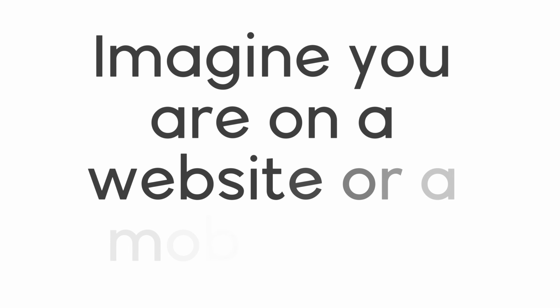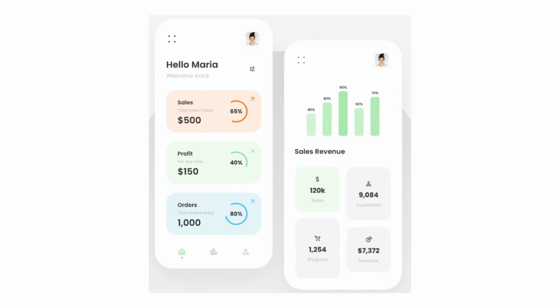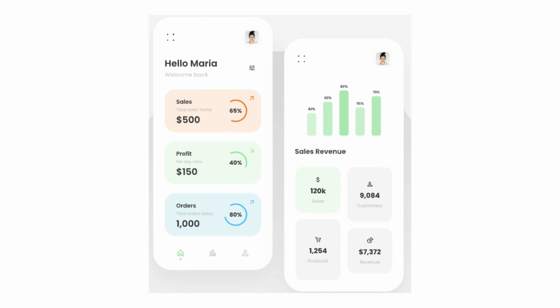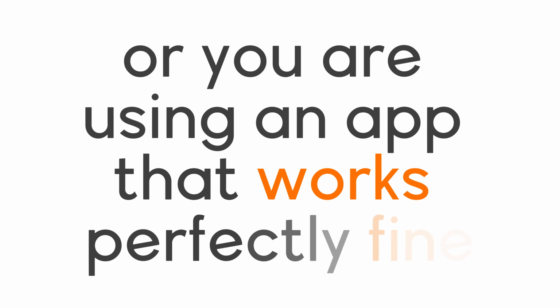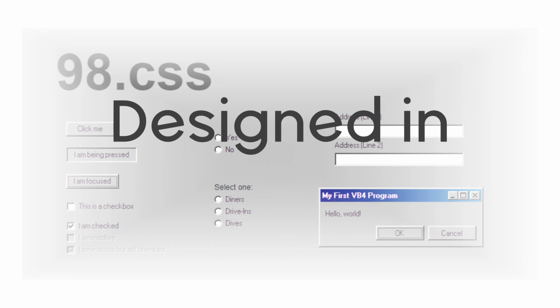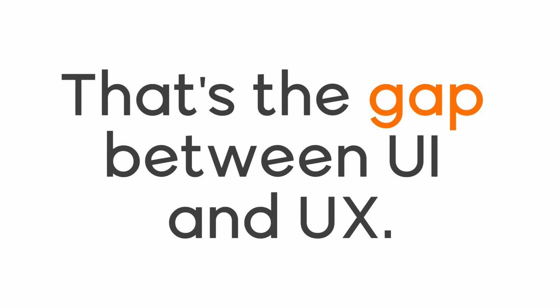Imagine you are on a website or a mobile app. It looks stunning with beautiful colors and cool fonts. But for some reason you can't find the contact button. Or you are using an app that works perfectly fine, but it looks like it was designed in 1998. That's the gap between UI and UX.